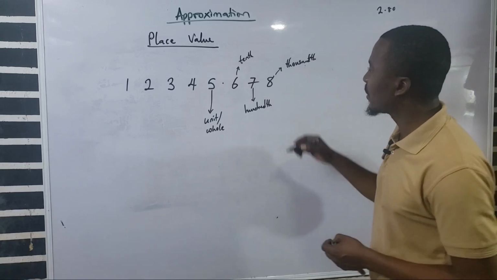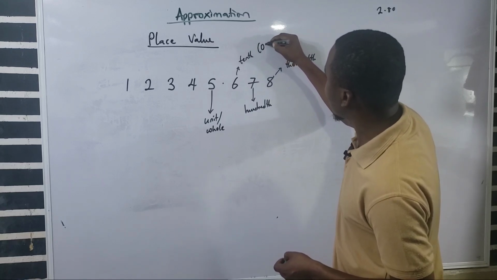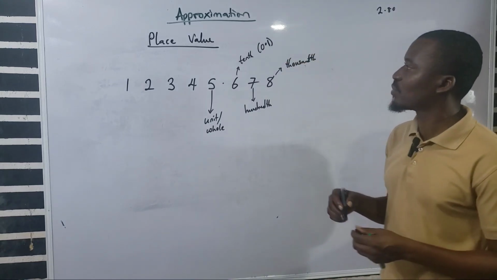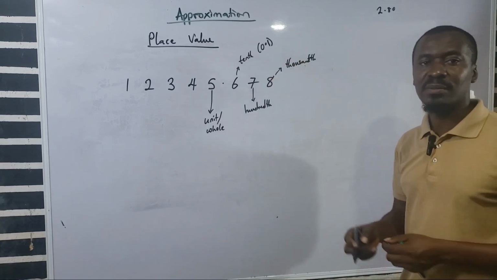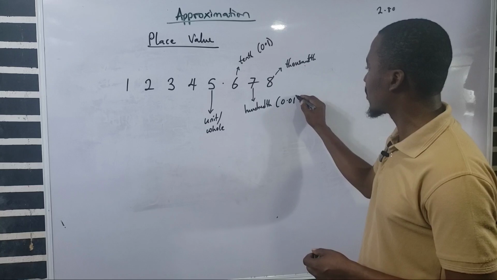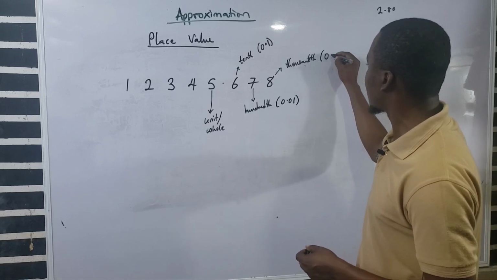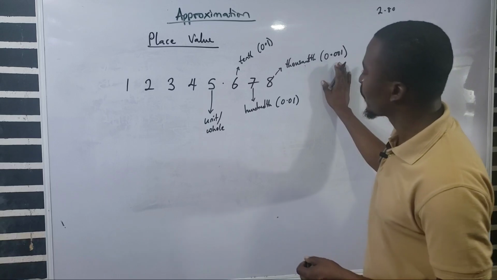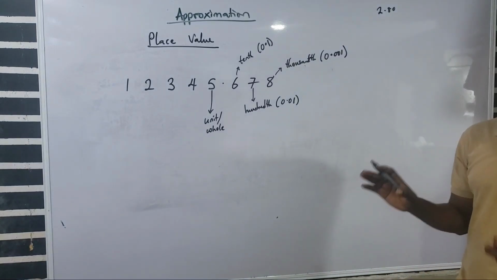Okay, now this tenth can also be 0.1. That's the same thing. You can be asked to approximate to the nearest 0.1. Okay, and this one here is 0.01, and this one here is 0.001. So you need to understand what these things mean.